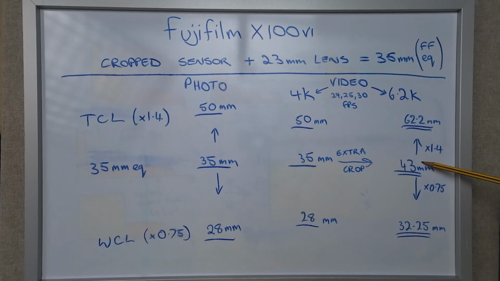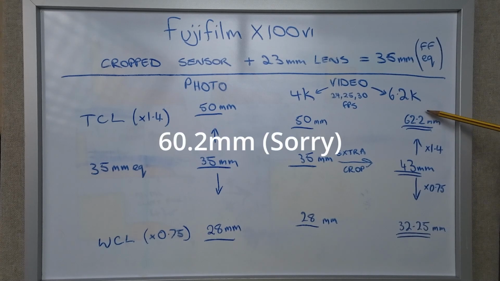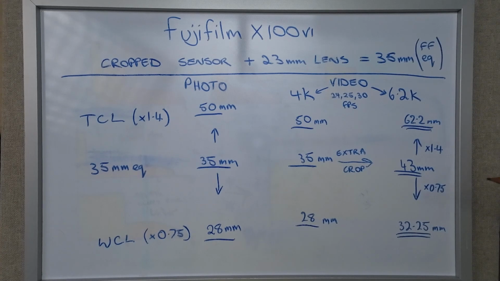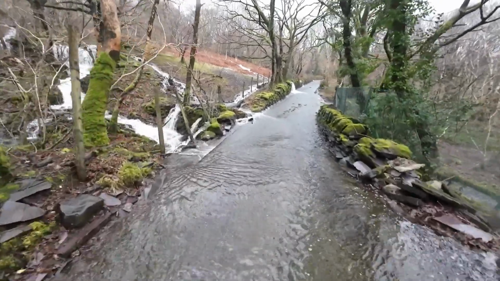And then when we take into account the telephoto, the teleconversion multiplication factor of 1.4, it actually gives us a 62.2mm equivalent lens. Then likewise, if we convert by the wide angle factor, which is 0.75, we end up with a 32.25mm equivalent. Next we're going to get out and have a look at it in real life. I'm off to do the experiment.